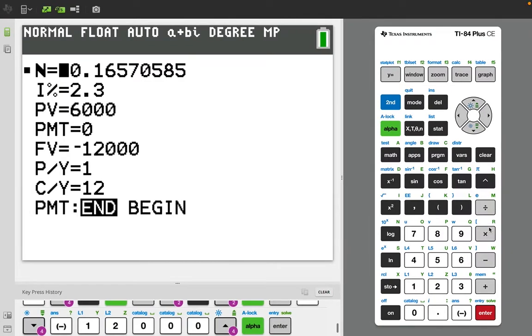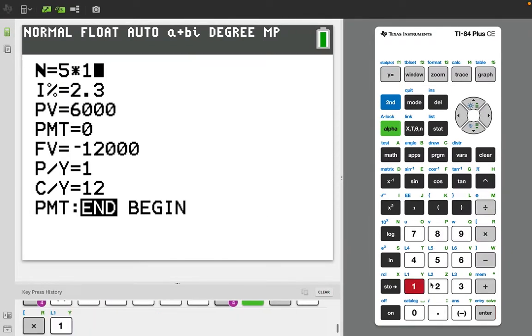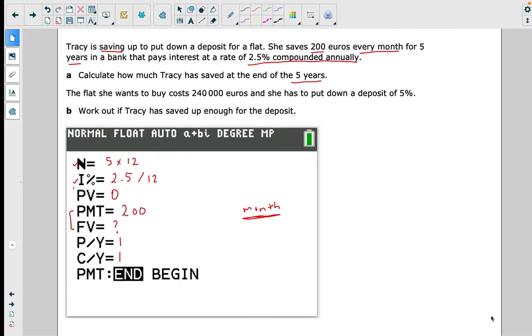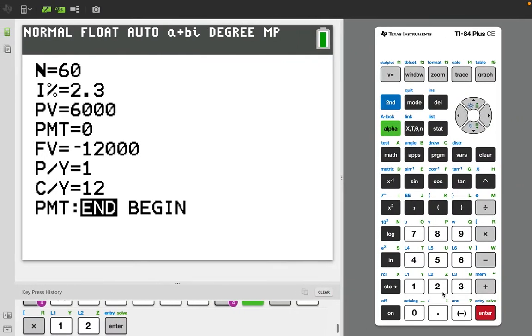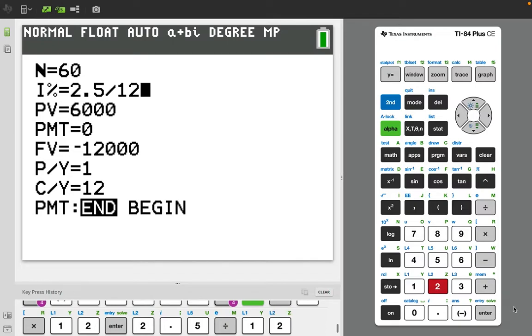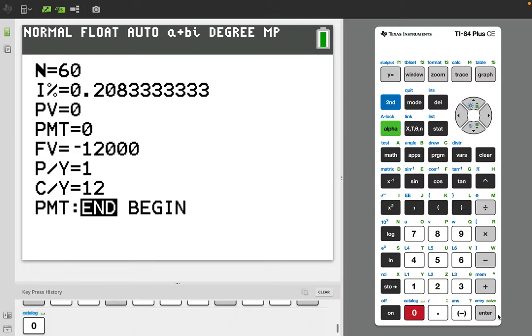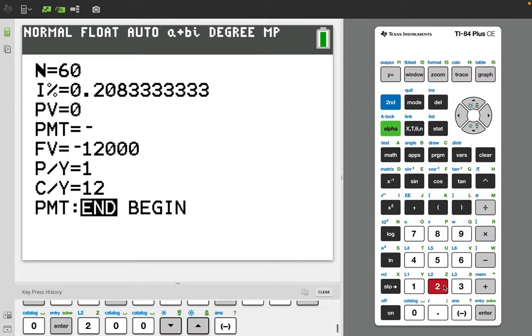We have 5 times 12. We have 2.5 divided by 12. We don't have a present value. We have the PMT as 200. Again, you can do a negative 200 here because they're taking an amount out of the bank.